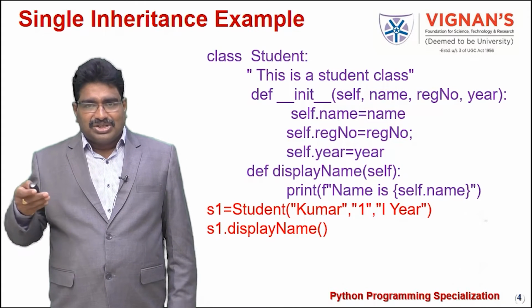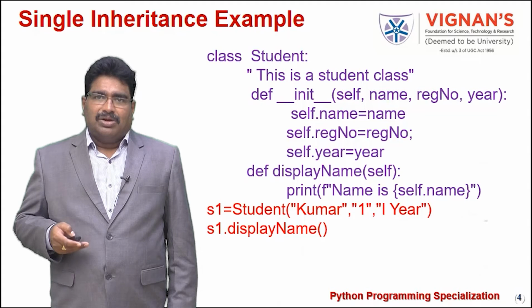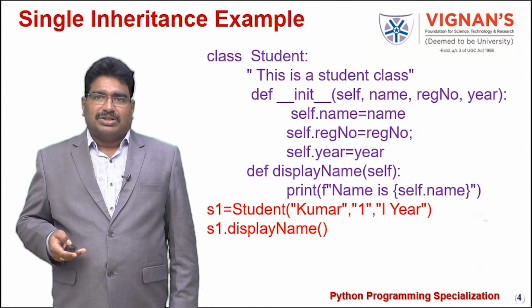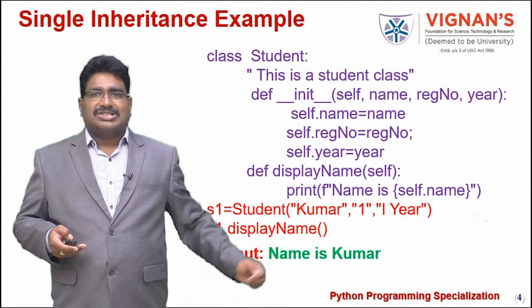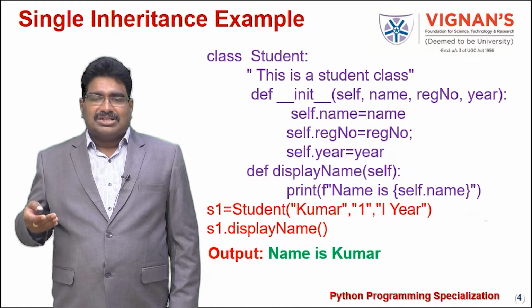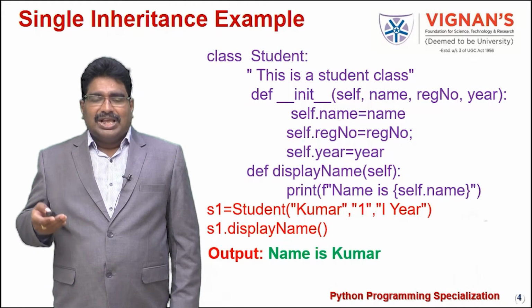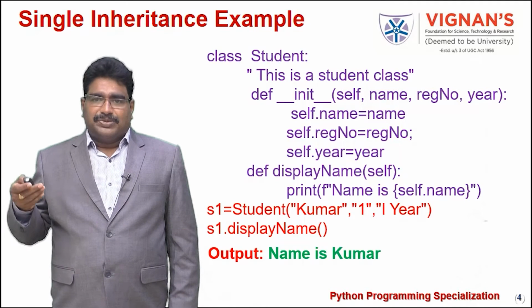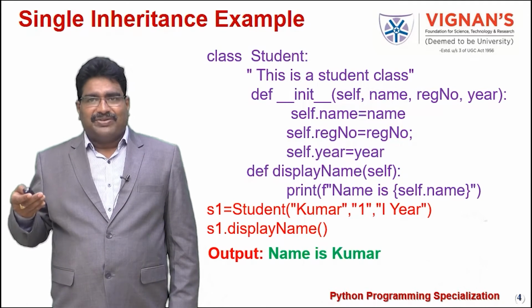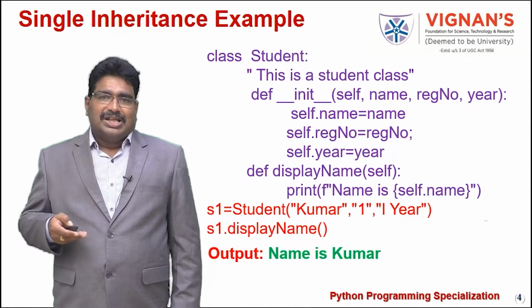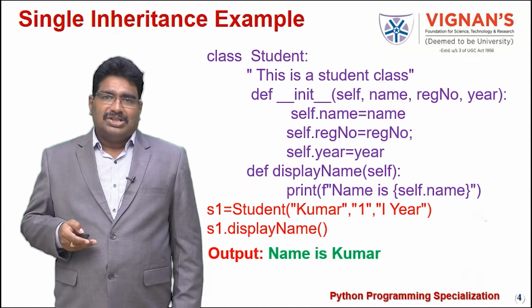Now we simply use S1.display_name. Automatically it displays the output: the name is Kumar. This output is displayed on the screen. I hope you understand how to create the base class or parent class, that is Student, consisting of the name, register number, and year as the object attributes. Similarly, we define a method, display_name, whose purpose is to display the name of the particular student.